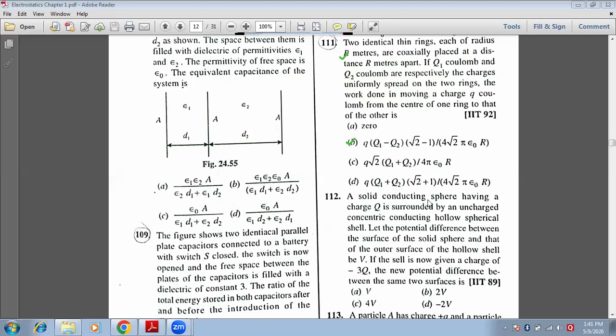A solid conducting sphere having a charge Q is surrounded by an uncharged concentric conducting hollow spherical shell. Let the potential difference between the surface of the solid sphere and that of the outer surface of the hollow shell be V. If the shell is now given a charge of minus 3Q, the new potential difference between the same two surfaces is option A V, option B 2V, option C 4V, option D minus 2V. Correct answer option A V.